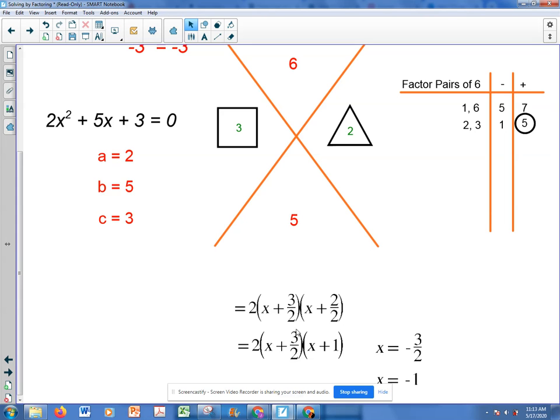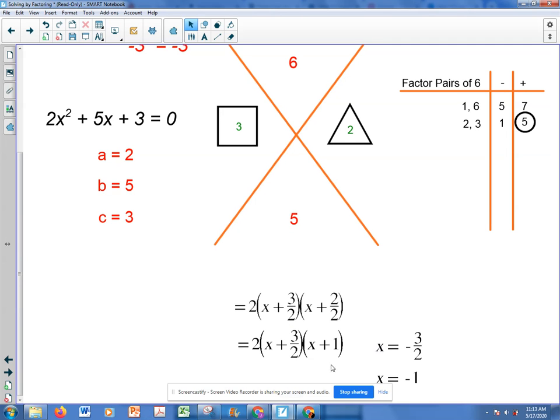All right, and so now there's my factors, which, remember, if I multiply this 2 and I get 2x plus 3, oh, that's one side of that rectangle over there, and the other side was x plus 1, so they are related. And when is this part equal to 0? When is x plus 3 halves equal to 0? Oh, when x equals negative 3 halves. And when does this equal 0? When x equals negative 1. So we're going to call those the solutions.